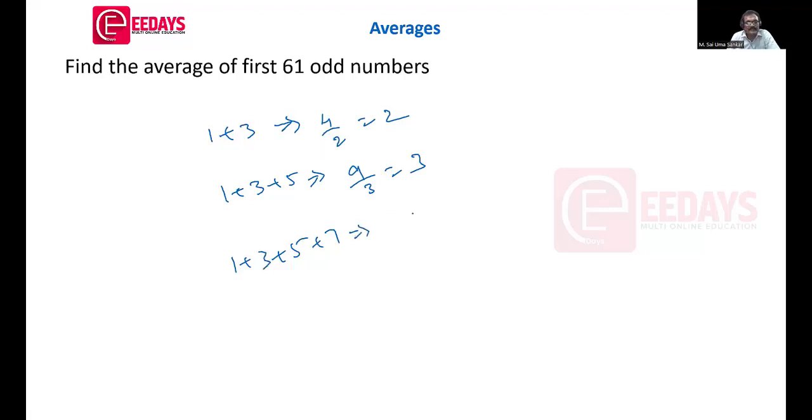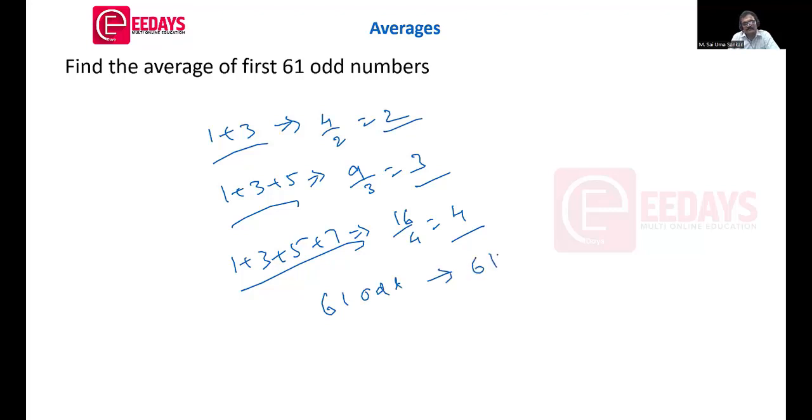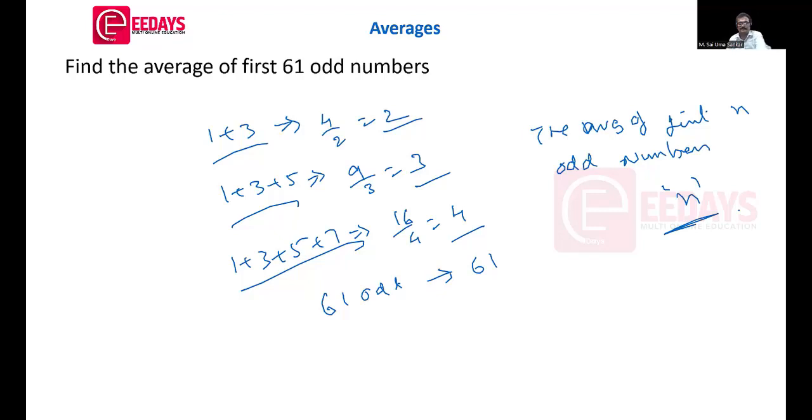That implies 16 by 4 is equal to 4. Here 4 numbers, 4. 3 numbers, 3. 2 numbers, 2. What about 61 odd numbers? That is equal to 61. See, the average of the first n odd numbers is n. That is the answer.